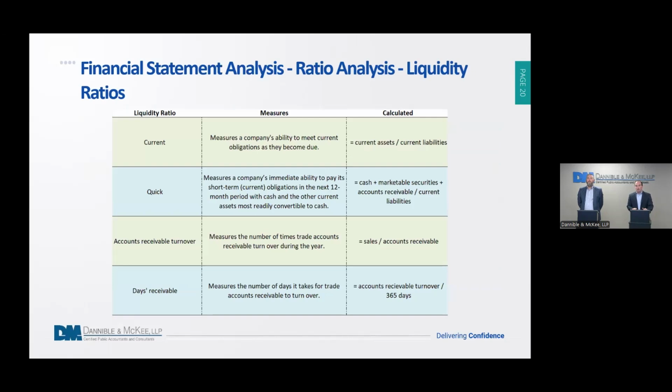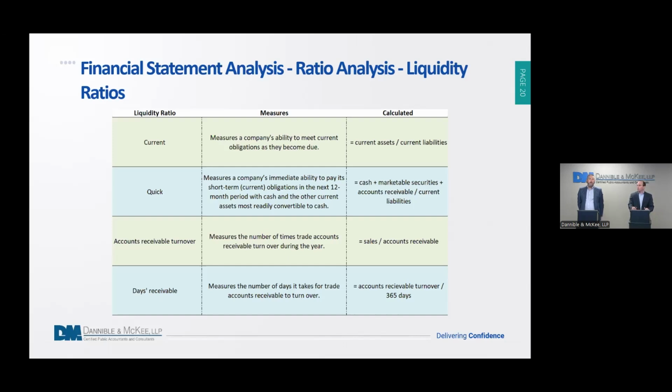So just to dive into liquidity ratios a little bit more, you have your current ratio, quick ratio, accounts receivable turnover ratio, and then your accounts receivable in number of days. As you work down and across, it basically explains what it's measuring. So your current ratio is measuring the company's ability to meet current obligations as they come due. The way that you would calculate that is you go to your balance sheet, you take your current assets, and you divide it by your current liabilities.